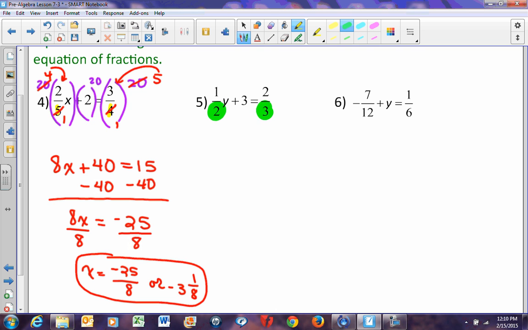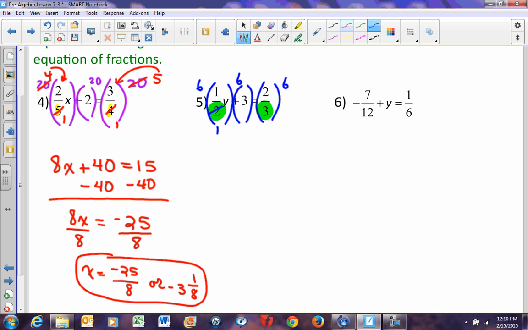Common denominator between 2 and 3. The common denominator is 6. So I'm going to multiply everything in the equation. Every part is going to be multiplied by 6. I do this separately so you don't miss one part of the equation. Now I can start cross canceling.